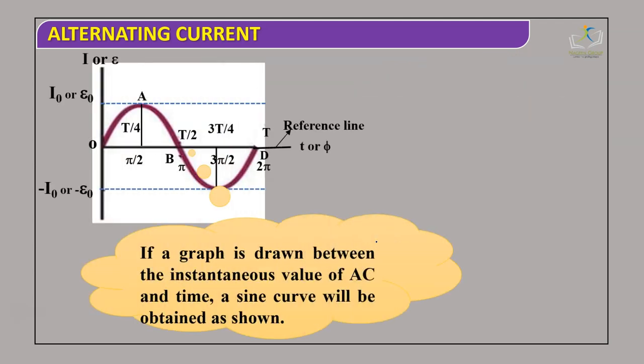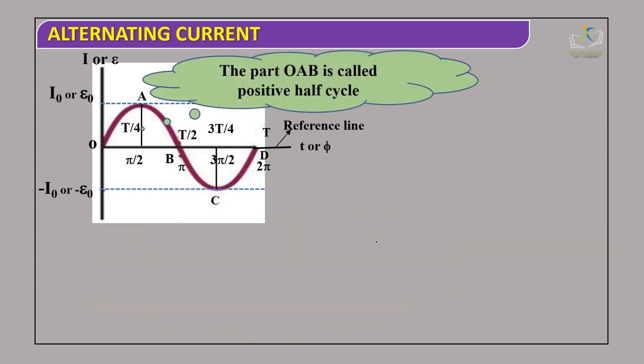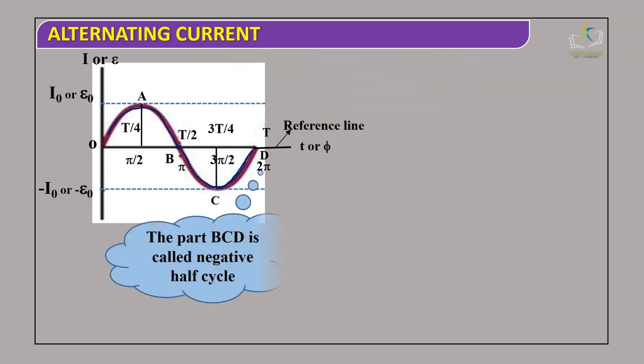This is a graph showing the instantaneous value of AC against time, a sine curve, as shown in this diagram. The part OAB is called the positive half cycle, as you can see over there, and BCD is the negative half cycle.